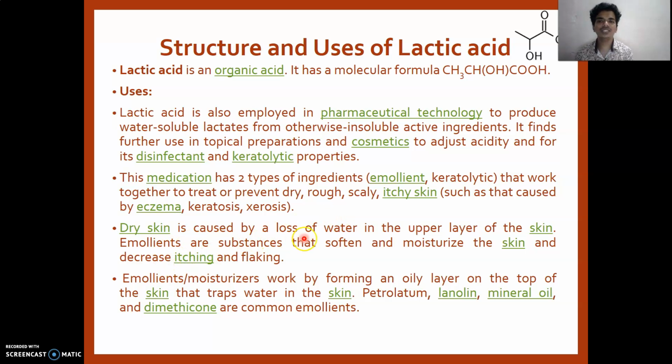So dry skin is caused by the loss of water from the upper layer of the skin, and it is used as an emollient, that is a substance that softens and moisturizes the skin and decreases the itching and flaking. So emollients, particularly moisturizers, use specific ingredients to trap water in the upper part of the skin, and some of the combination ingredients used in this case are mineral oils, petroleum, lanolin, and dimethicone as common emollients.